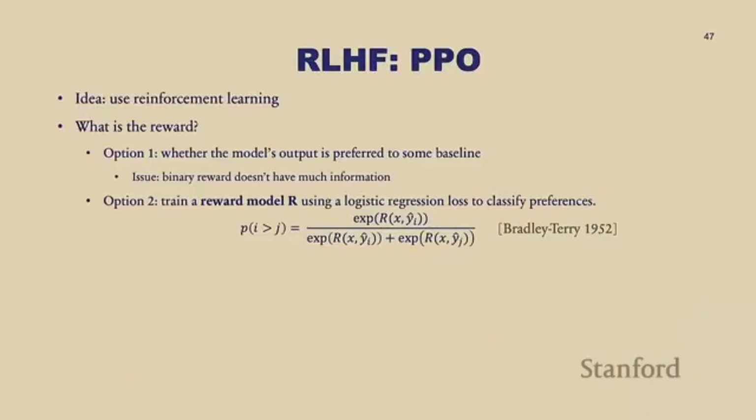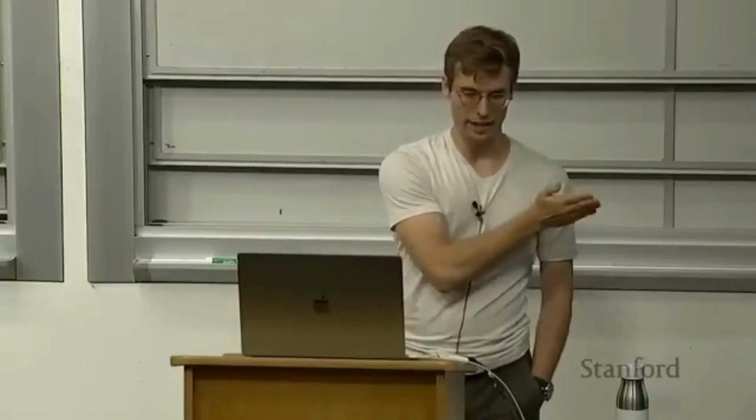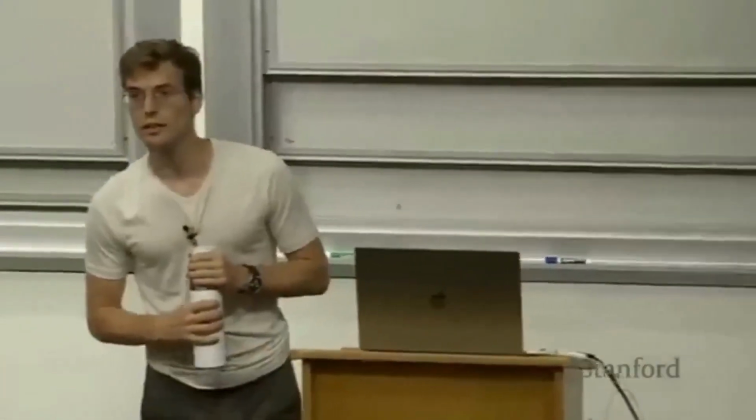Yes? Is this reward model going over the entire output, or is it going over something smaller? So this takes the entire output at once. It takes all the input and all the output, and it gives one number. Yes? With the reward model, where would a human be?